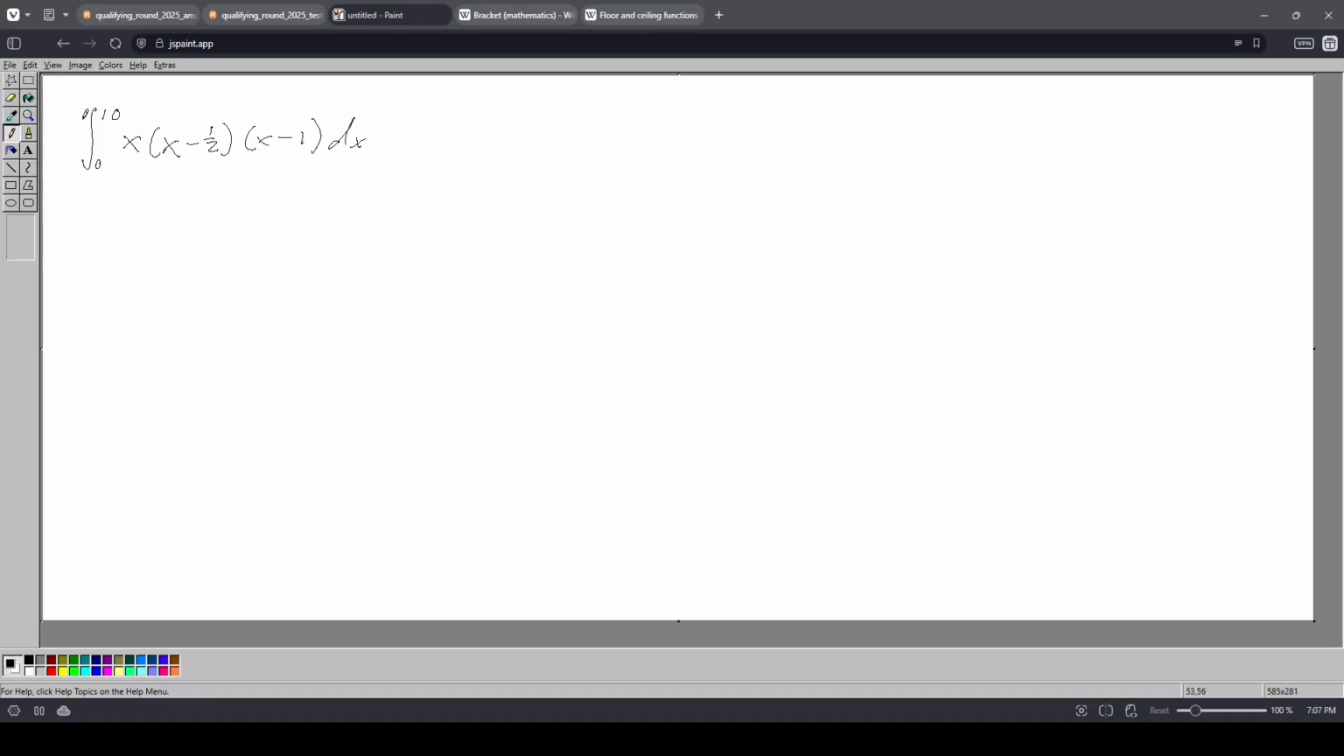Alright, so today we're looking at the integral from 0 to 10 of x times (x minus 1/2) times (x minus 1) dx. So this one's a simple one. There's just a lot of steps. Just start by multiplying it out. I haven't seen anything that could make this easier.